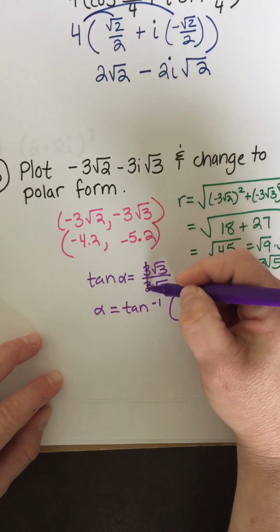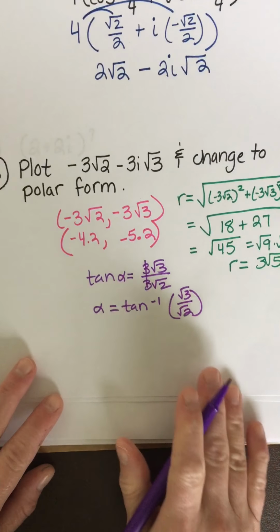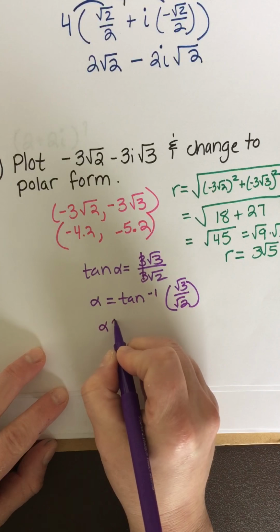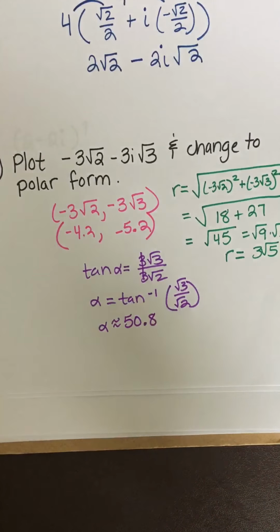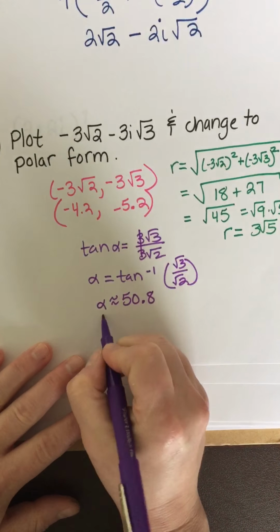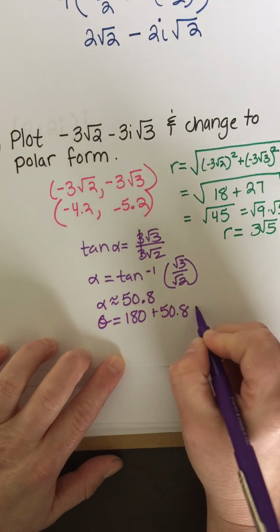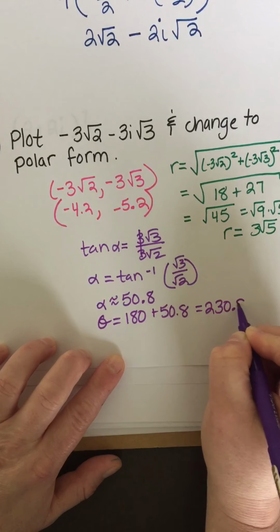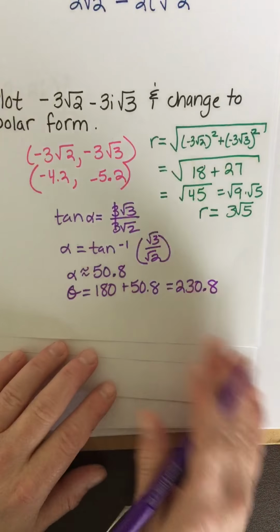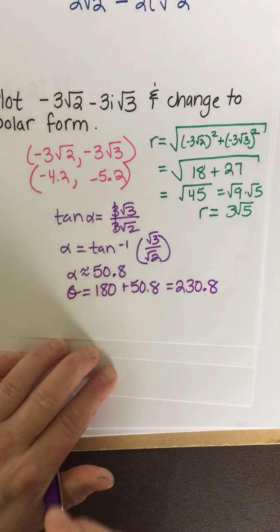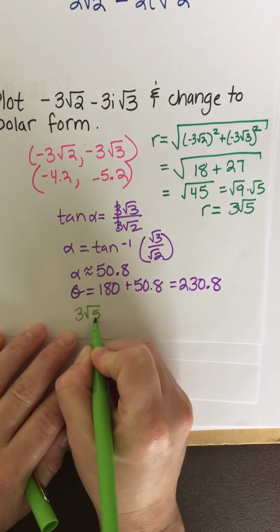Now I'm going to go ahead and cancel those 3's out. So the square root of 3 over the square root of 2. Totally going to use the calculator for that. And I get a decimal, it's about 50.8. And since they're doing degrees, pi is 180 degrees. So theta would be 180 plus 50.8, which is 230.8.